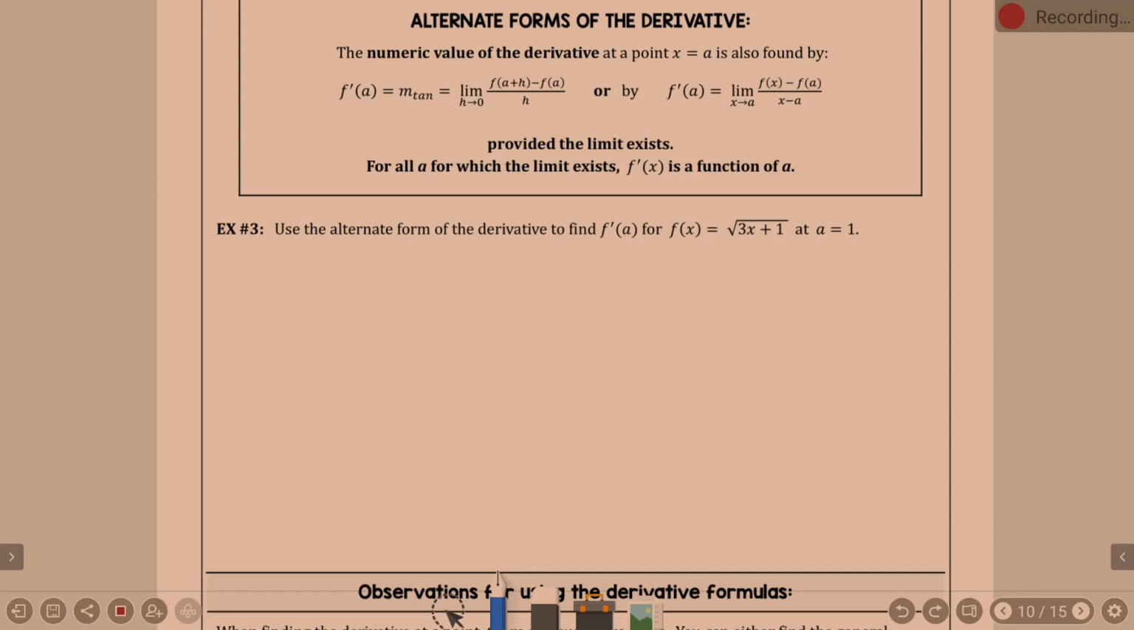Okay. Example 3 asks us to use the alternate form of the derivative to find f prime of a for f of x equals the square root of 3x plus 1 at a equals 1. So when we talk alternate form of the derivative, I believe, yeah, we're going to use this one here.